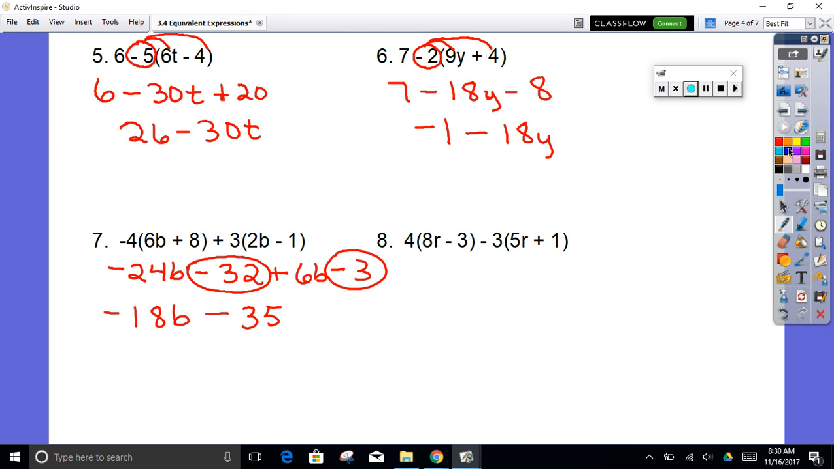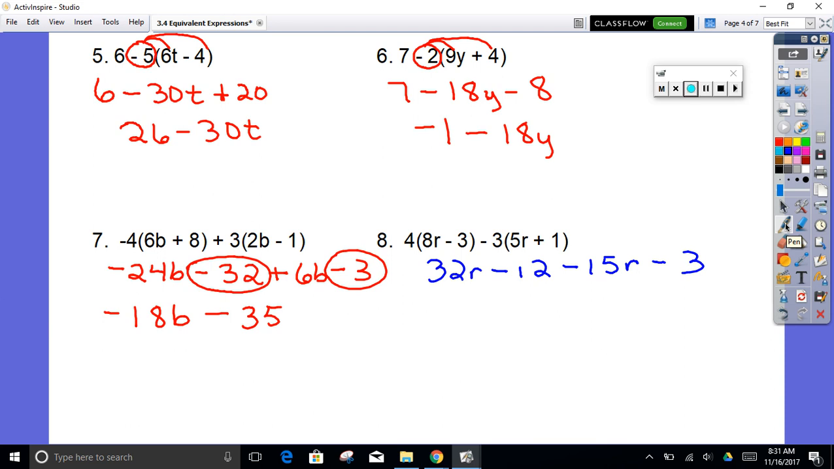Okay, number 8, Violet, distribute for us. Negative 32R. Not negative, 32R. Minus 12. Good. Minus 15R. Minus 6. Good. Very good. You didn't get mixed up with this negative. Okay, Adria, combine like terms.